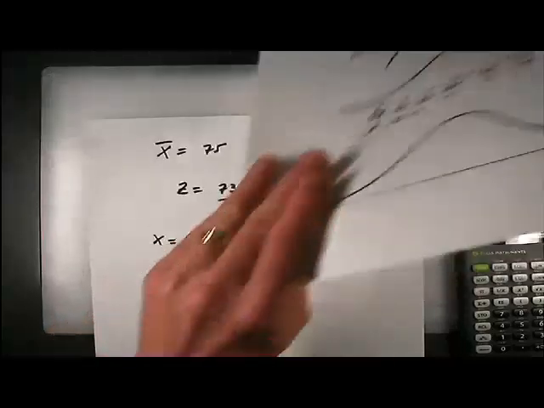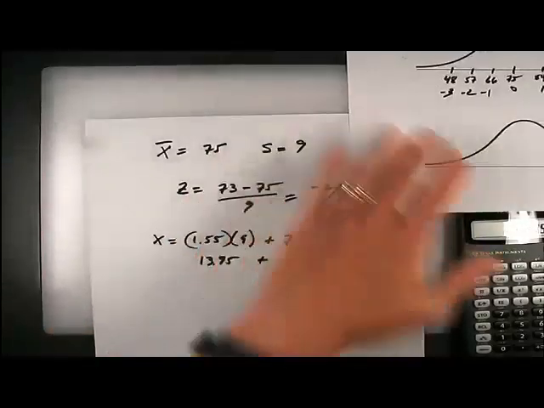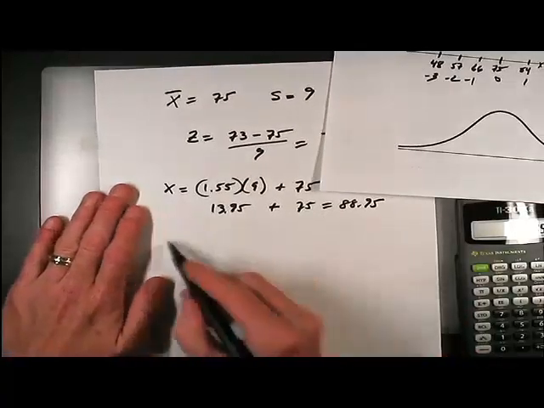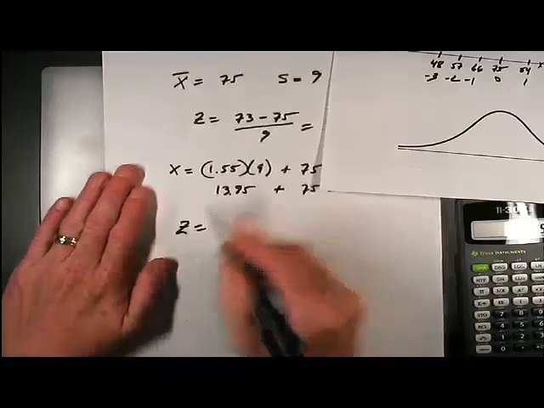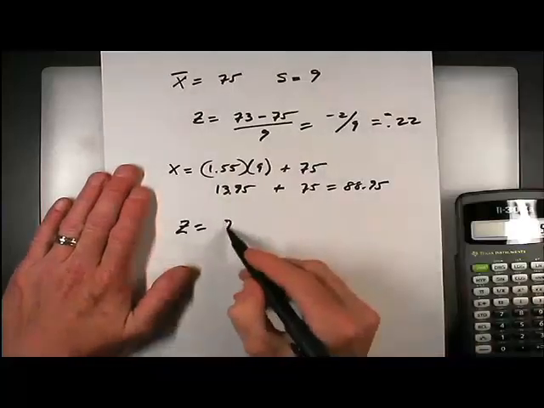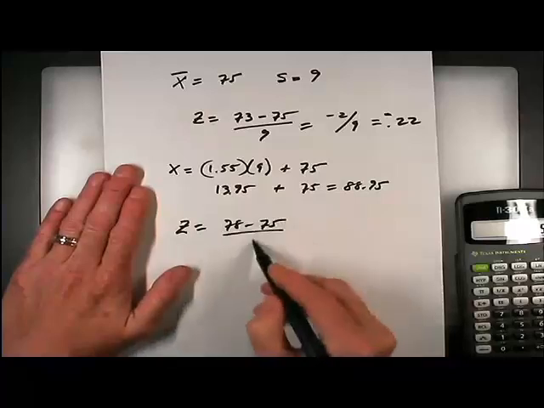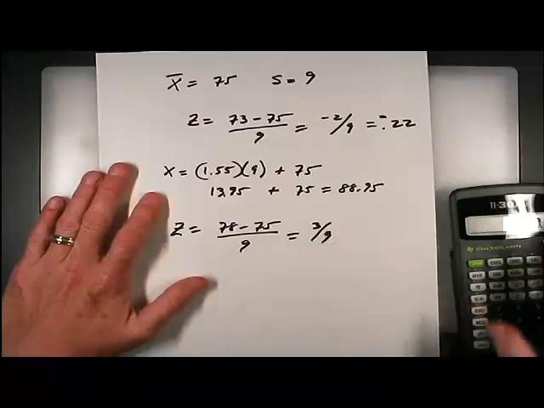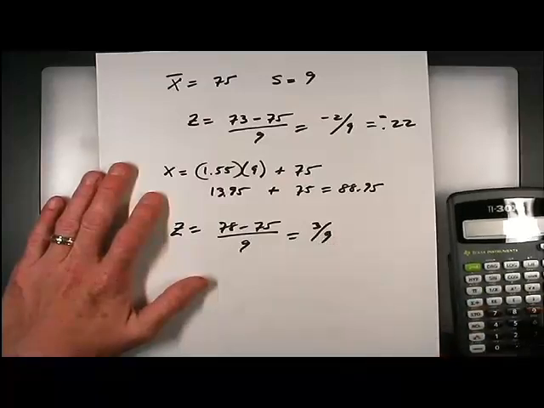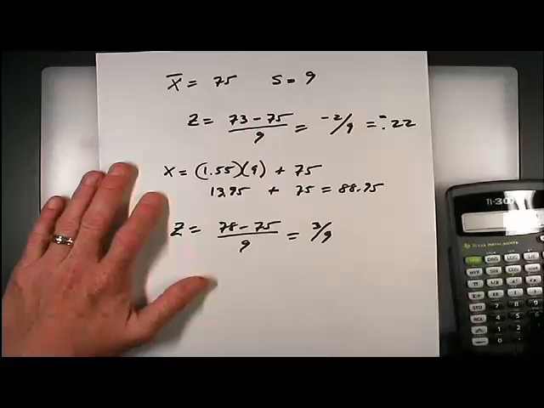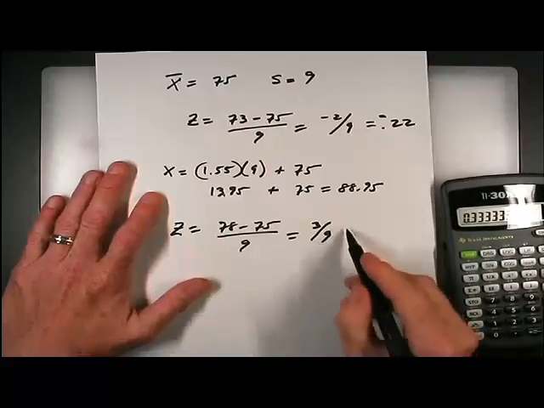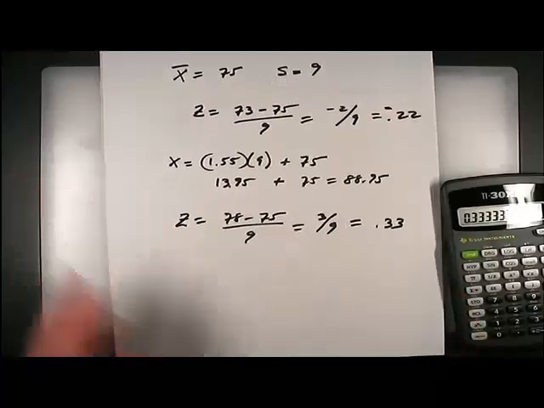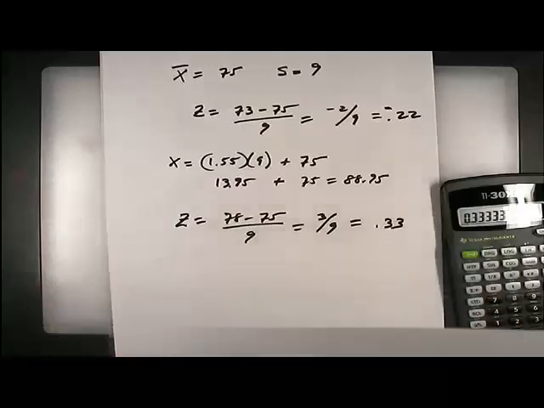Okay? So then the next one says Cecil has a raw score of 78. What is his z-score going to be? His z-score is 78 minus 75, divided by 9. So 3 divided by 9 should be 0.33, okay?